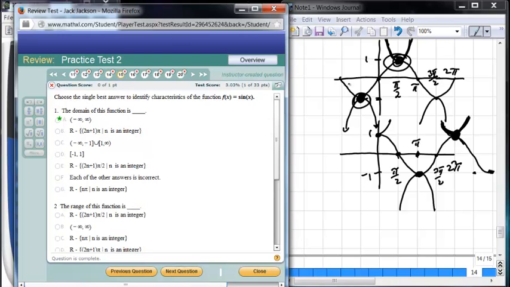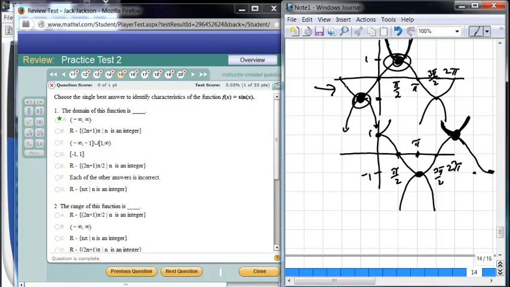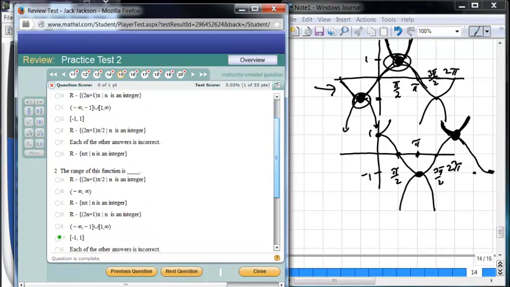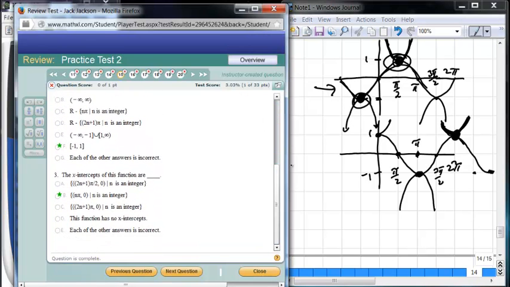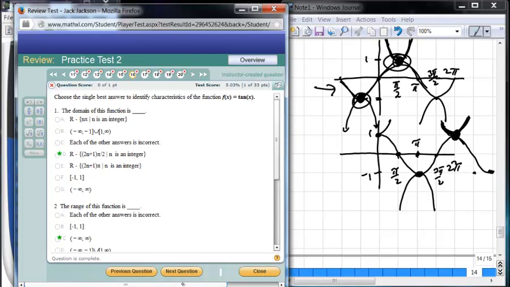Similarly for sine, this one right up here is sine, the one in the middle. Okay, so the domain is all reals. The range is -1 to 1, same as cosine. And the x-intercepts are 0, pi, 2 pi, multiples of pi, where y is 0. So we get B. All right, how about tangent?